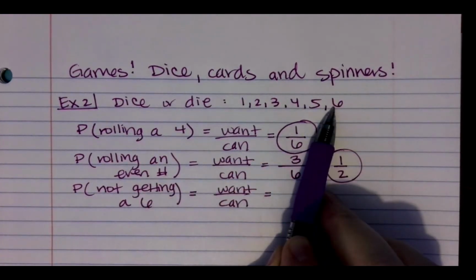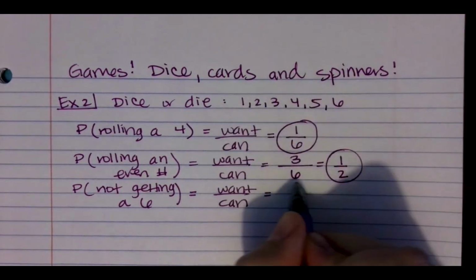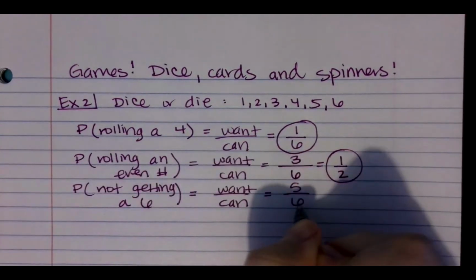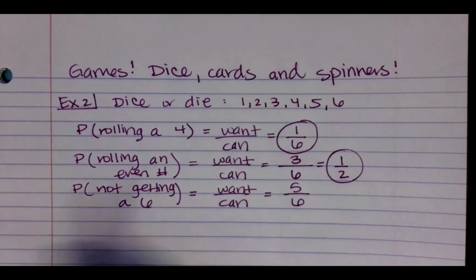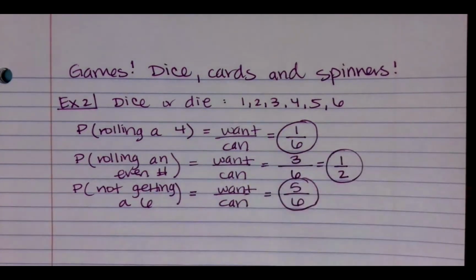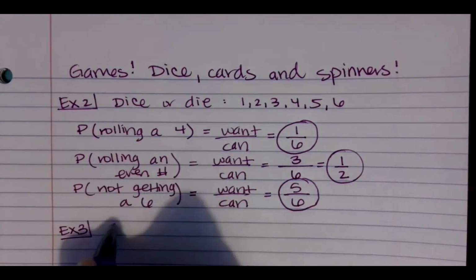How many of these are not 6s? Not a 6, not a 6, not a 6, not a 6, not a 6. There are 5 non-6 options. Again, we keep that 6 on the bottom of what could happen. And that's it. So there's our probability with dice. We can also have probability with cards.